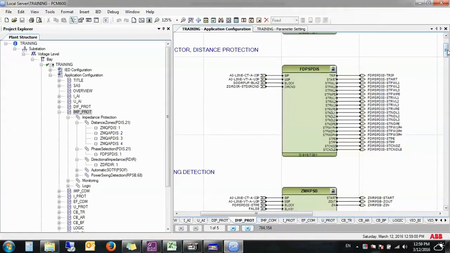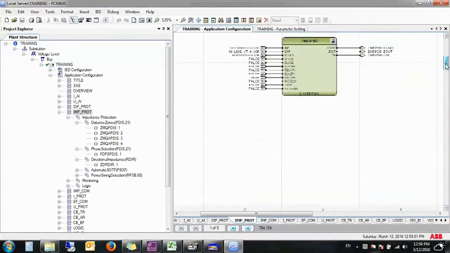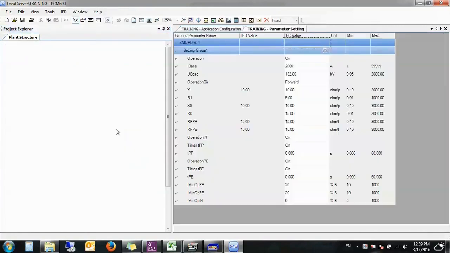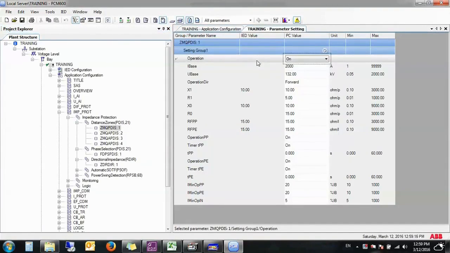All right, that's good. Now I have everything set up. I have adjusted the zones, set up their inputs. I have a trip for each phase, a start for each phase, and a non-directional start for this zone. Now I will enter each zone here. I will enter the setting on, off, I base, U base, directionality, X1, R1, X0, R0, RFPP, and RFPE.